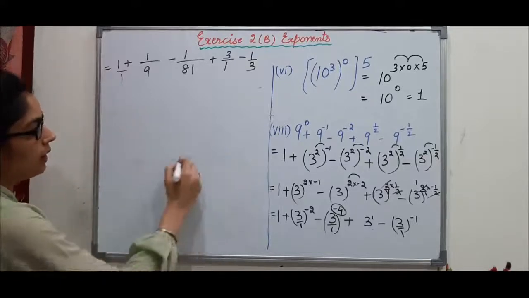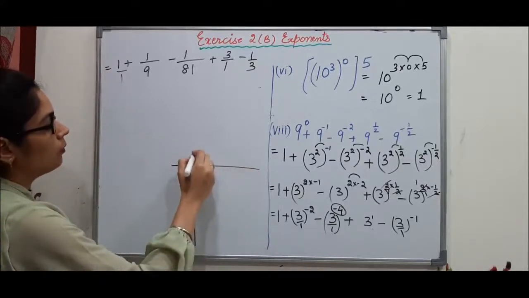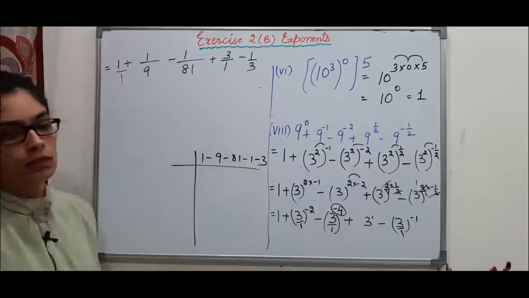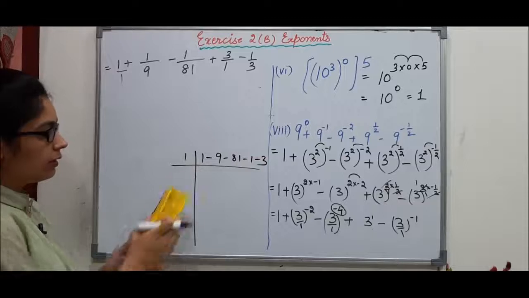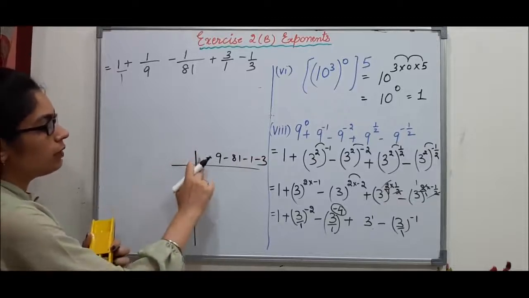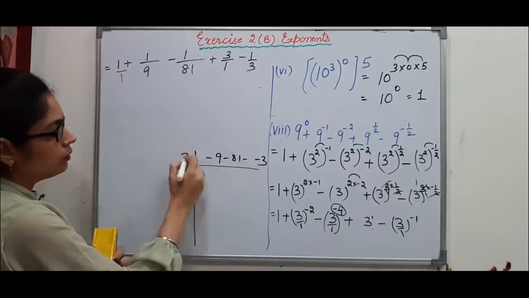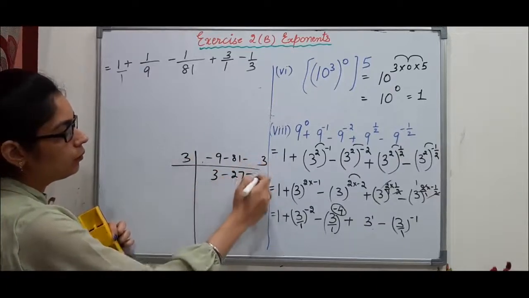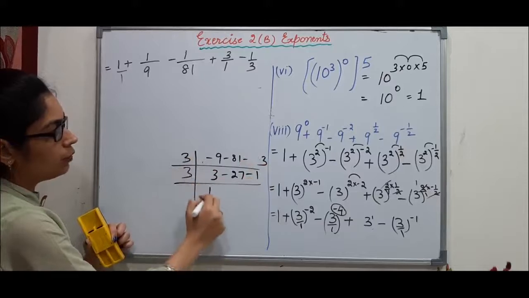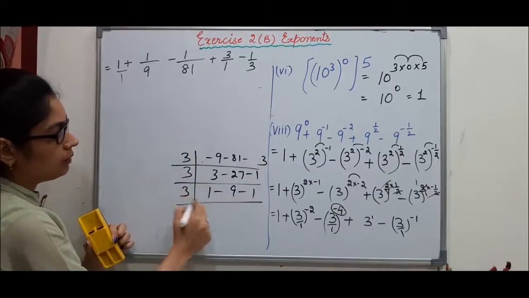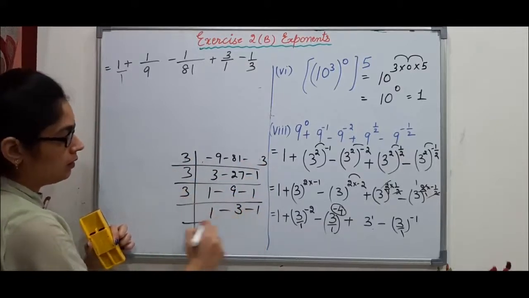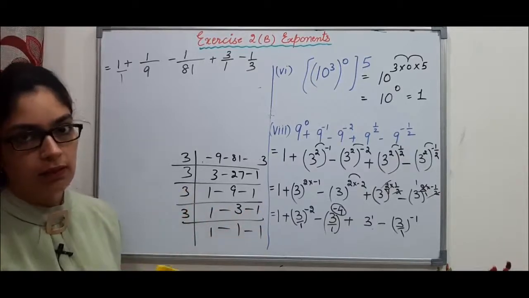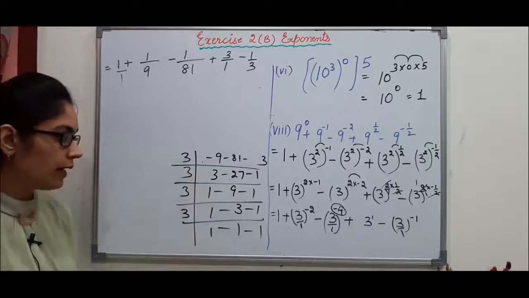So for the LCM I will just take here 1, 9, 81, 1, 3. So with 3 only it will go. This 1, 1 no need to write. So 3 into 3 is 9, 3 into 27, 3 into 1, then 3 into 1, 3 into 9, 1, 3, 1, 3. So prime factorization only I am doing, only making factors. I am sure you all know how to make the factors.